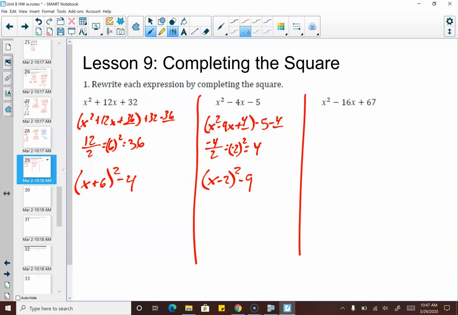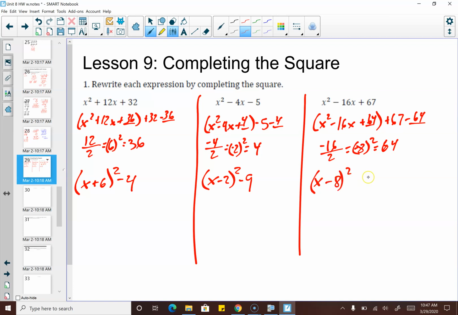In the last one, x squared minus 16x plus a line, plus 67 minus a line. So negative 16 divided by 2 is negative 8. Square that to get a 64. So we get 64 on both sides. We get x minus 8 squared. And then 67 minus 64 is a positive 3. So we get x minus 8 squared plus 3.